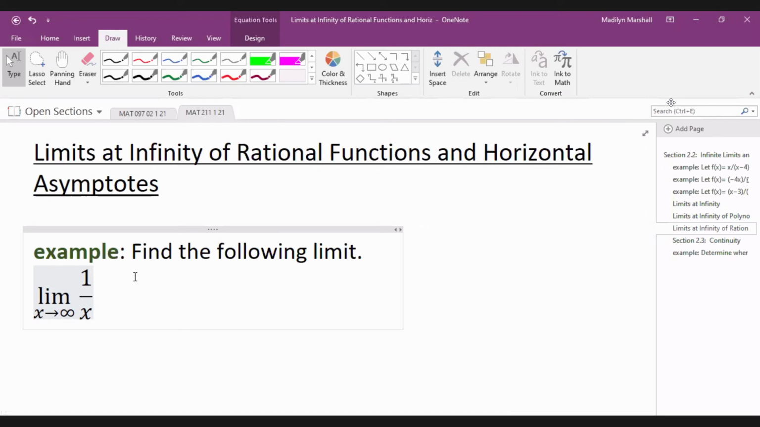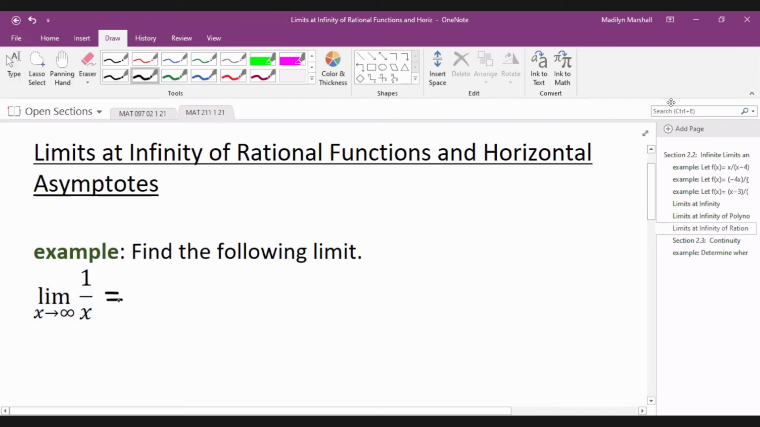Before we get directly into the horizontal asymptotes though, I want us to just think about this limit. Not necessarily thinking about the graph, but just thinking about what's happening on this limit. So we want to know the limit of 1 over x when x gets close to infinity. So x is getting close to infinity on the whole real line.